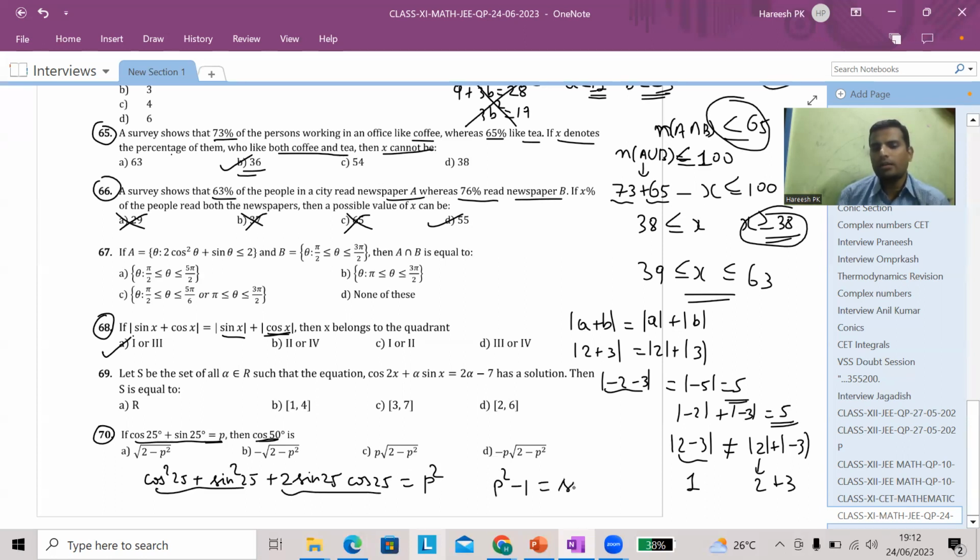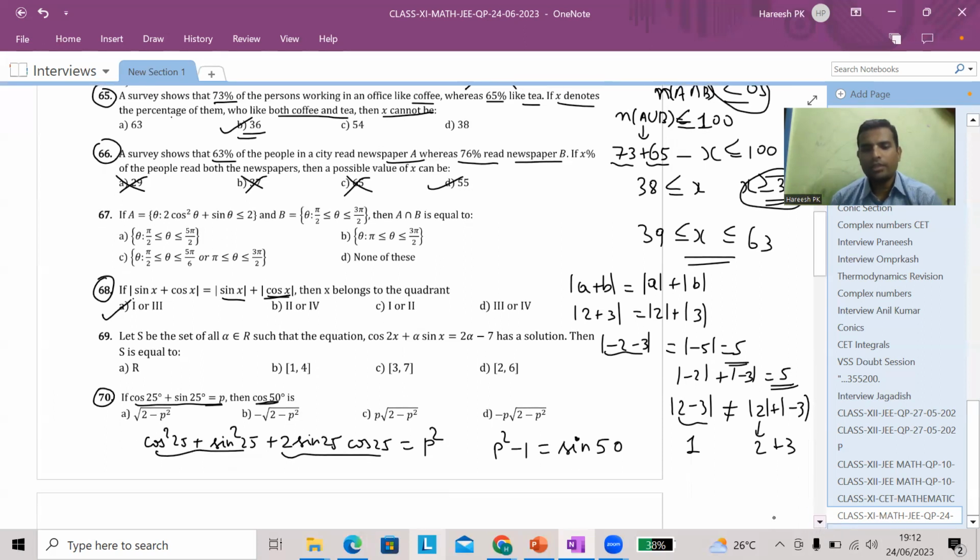This is nothing but sine of 2 theta. Sine of 2 into 25. That means sine 50. So once I know sine 50, how to find cos 50? We know the relation. Cos square theta or cos theta. I can say cos 50 is root of 1 minus sine square 50.